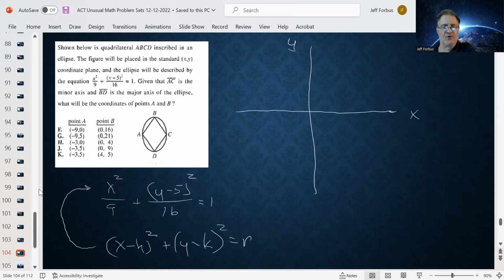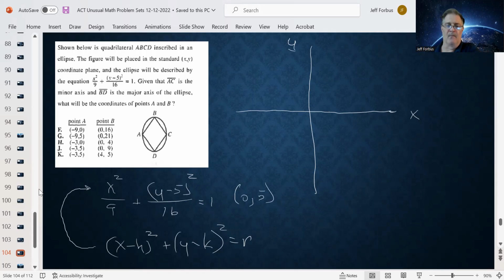So there's no h value with the x. So therefore, that means the x value is 0. So we know that the point is going to be 0. The k value here is a 5. So therefore, the center is going to occur at 0, 5.